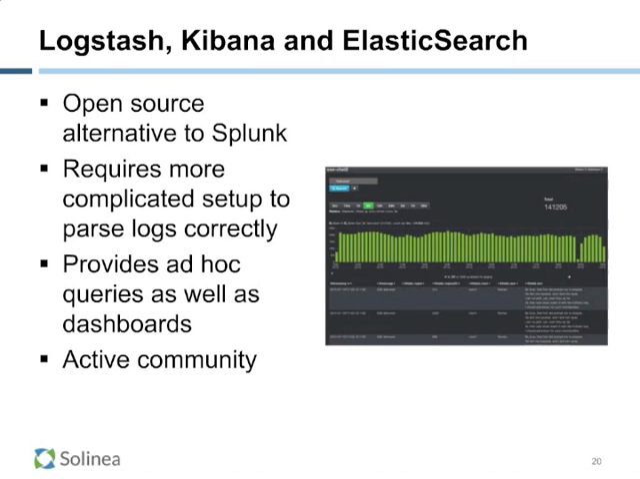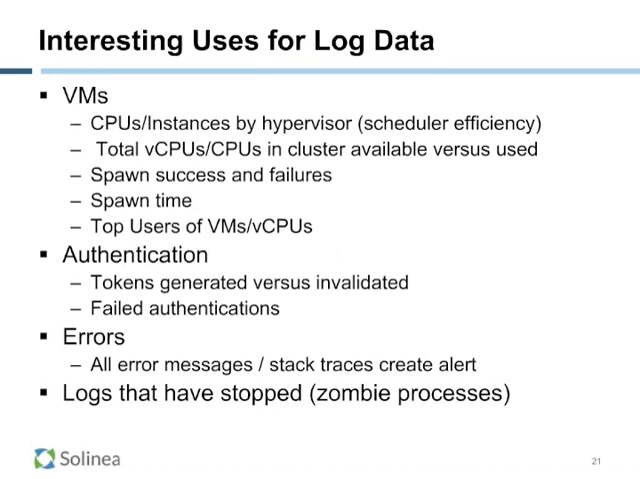Now, once you have the logs, what do you actually want to be able to pull out of them? And that's an important part here. And so today, these are things that we pull out of our logs. CPU instances by hypervisor. So while it's great to know the total number of CPUs being used in your cluster versus the total that is accessible, we also like to find out how many CPUs are actually being used on each hypervisor in like a stacked bar chart over time, just to find out how good the scheduler is working about putting instances in the correct places.